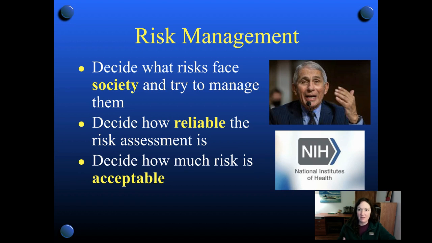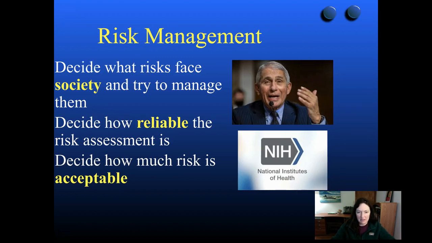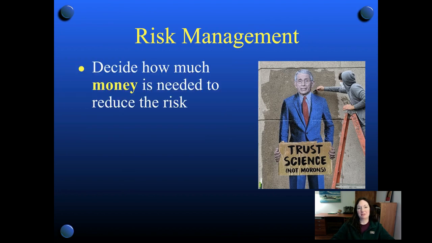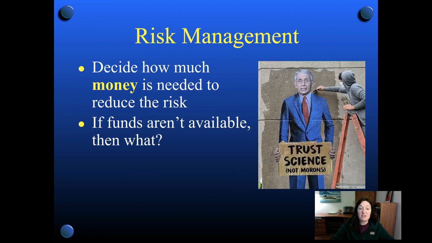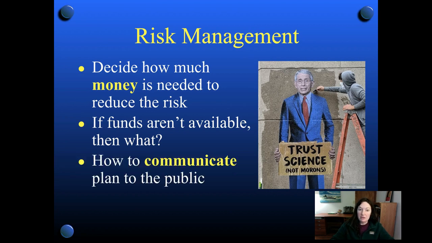So in the case of the coronavirus pandemic, it has been about how much risk to the economy there is for taking these health measures, and then how much risk to our health there is compared to our economic. So there's a balance of how much risk you're willing to take in different areas, considering the risk in other areas as well. So risk management also involves deciding how much money is needed to reduce the risk. If the funds are not available, then what? And then how do you communicate a plan to the public? All of those things are important when you're trying to manage the risk of something taking place.